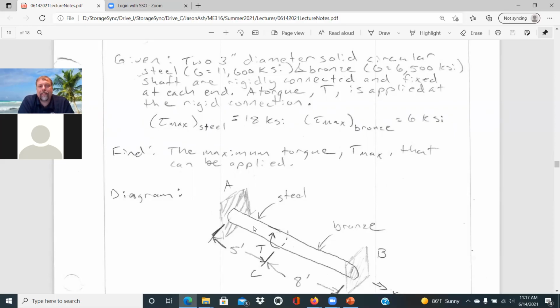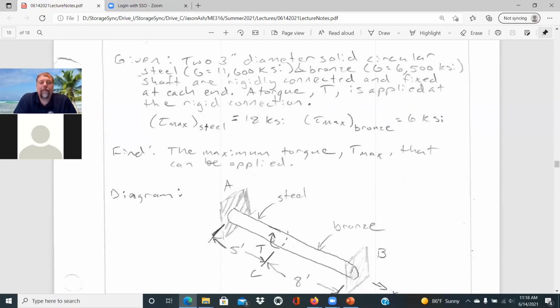a maximum shear stress in the steel of 18 KSI and a maximum shear stress in the bronze of 6 KSI. And what we want to do is find the maximum torque, T max, that can be applied to that assembly at that connection between the two.